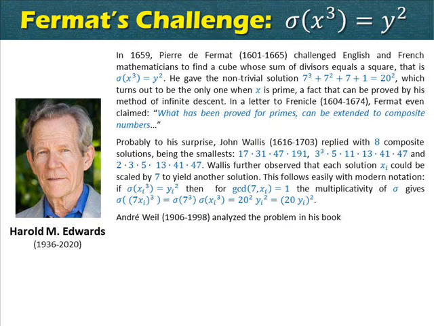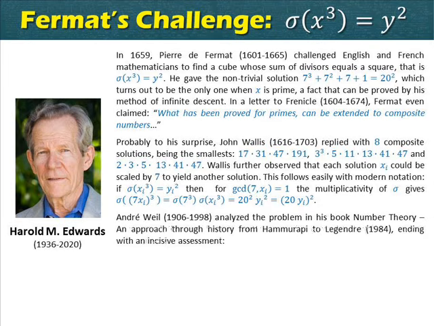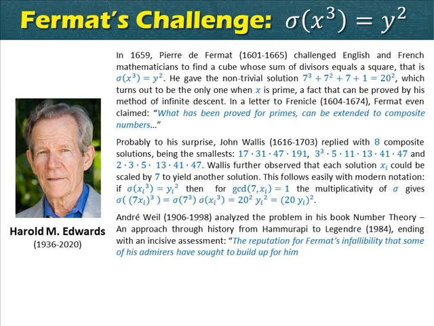André Weil analyzed the problem in his book Number Theory: An Approach Through History from Hammurabi to Legendre, ending with an incisive assessment. The reputation for Fermat's infallibility that some of his admirers have sought to build up for him is no more than a legend.